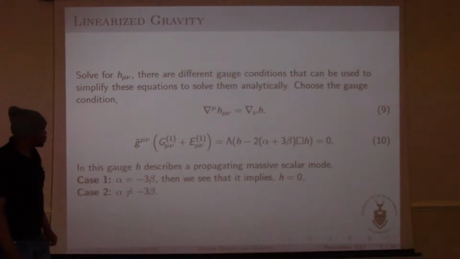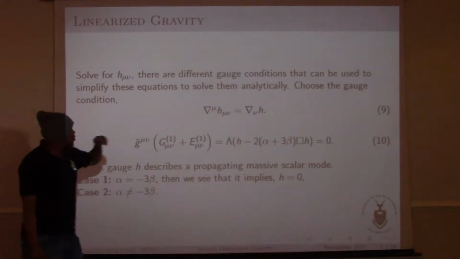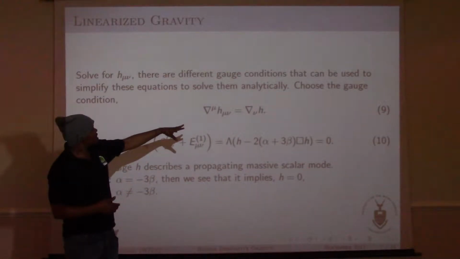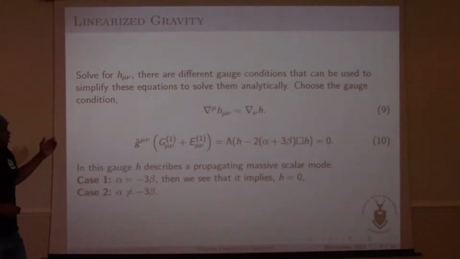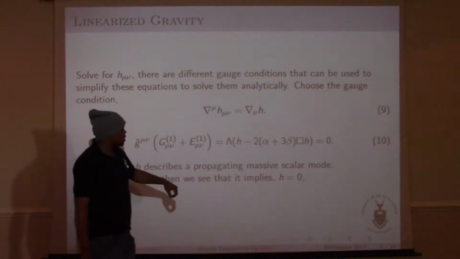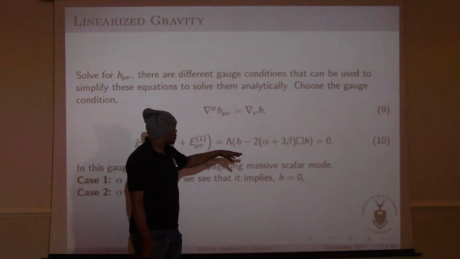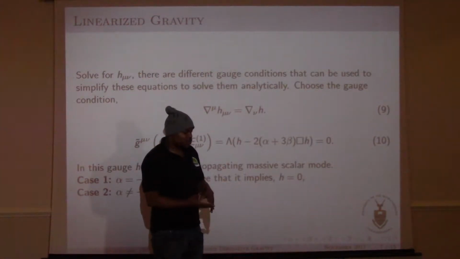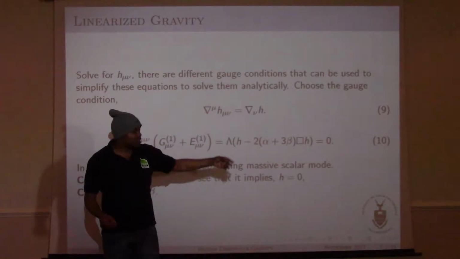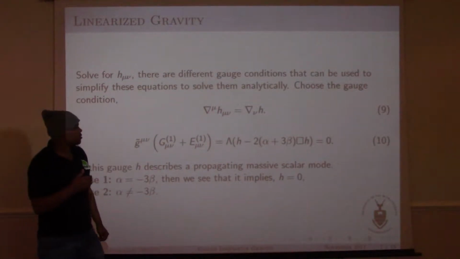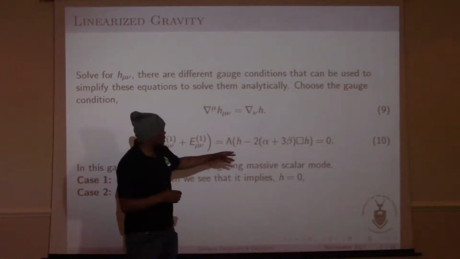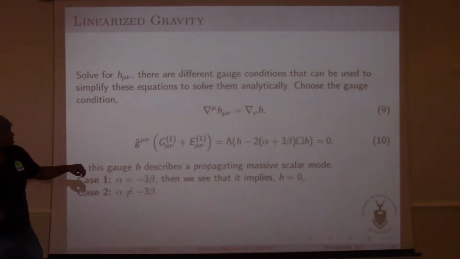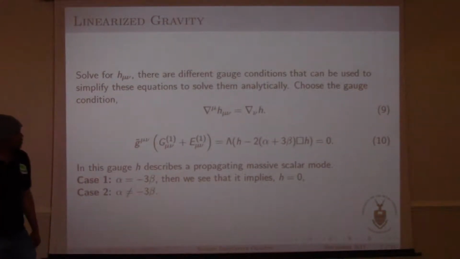So we want to solve for h_mu nu. There are different gauge conditions that you can choose, but when we choose this gauge and take the trace of the equations of motion, you get this equation. From this equation, you can do some analysis having two cases, where you can take the parameter alpha equal to minus 3 beta, and that will lead to h being equal to zero. So this equation describes a propagating massive scalar mode.